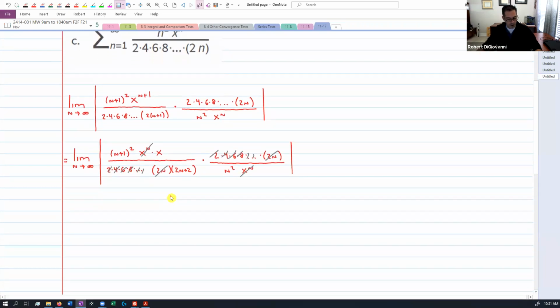All right, the stuff with n, I've got this, and I've got this, and I've got that. That stuff with n's, and then the only thing I have left with x's is just the x. So this becomes the limit as n goes to infinity of n plus 1 squared over n squared times 2n plus 2 times the absolute value of x, and we want that less than 1. Do y'all agree with that? Is there anything confusing there?